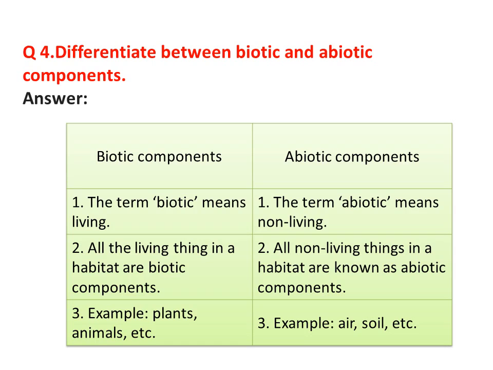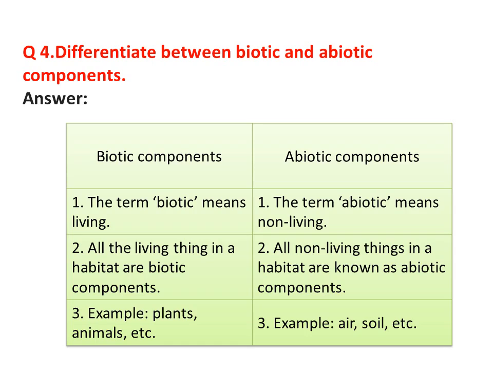Differentiate between biotic and abiotic components. As I have discussed, in our ecosystem there are mainly two components: first is biotic, another is abiotic. Abiotic means non-living, and biotic means living, isn't it? So the term biotic means living and the term abiotic means non-living. This is the first point of difference.